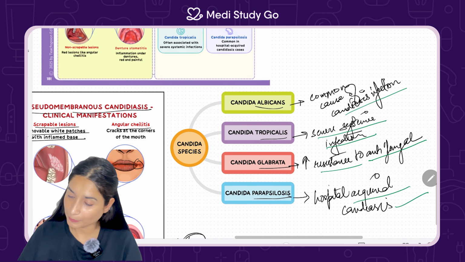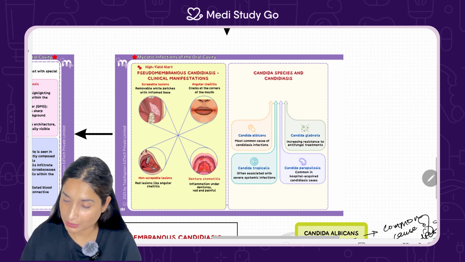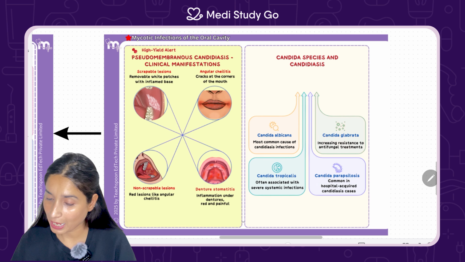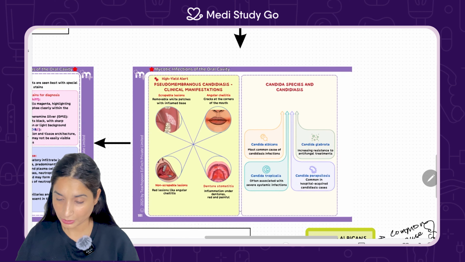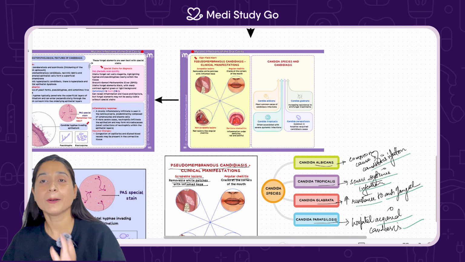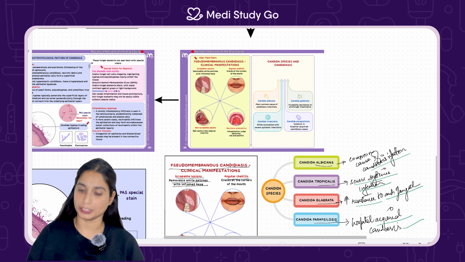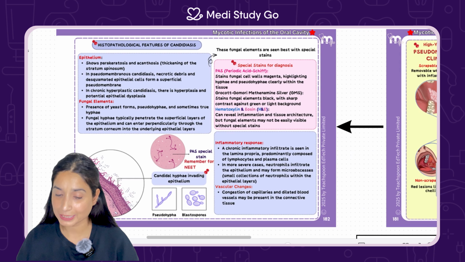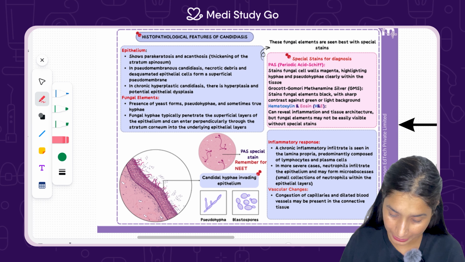So here again, we have a beautiful mind map for this, that is pseudomembranous candidiasis and Candida species and candidiasis. So we have covered the whole Candida clinical manifestation, types, classification and definition. Now the most important topic is the histopathology. Let's study the histopathology of Candida albicans.